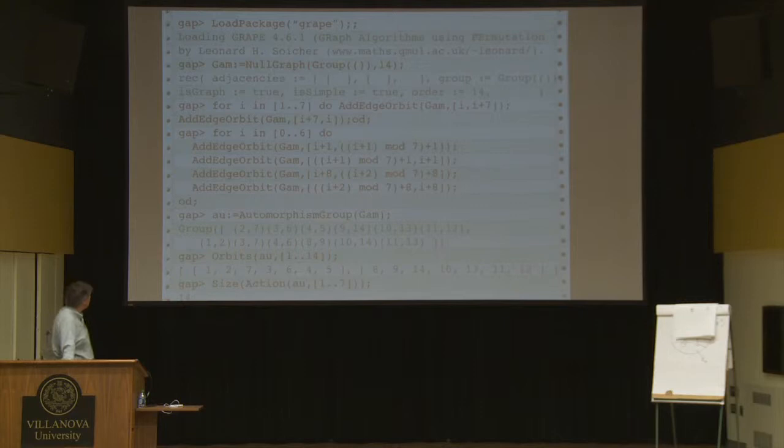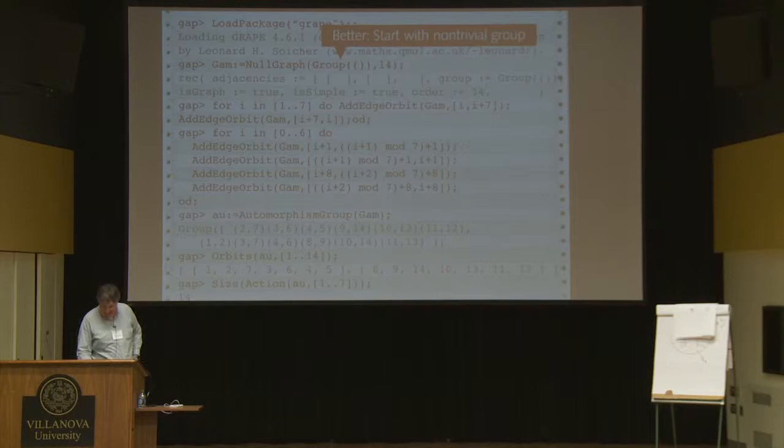And here, yes, and I know Leonard will crucify me for this, I'm starting without any automorphism group. That's not really what GRAPE wants the user to do. You should really start with automorphisms to save you work in constructing the graph. So I'm really doing it as naively as could be. I make a graph where I'm starting the null graph, no edges, no group, 14 vertices.